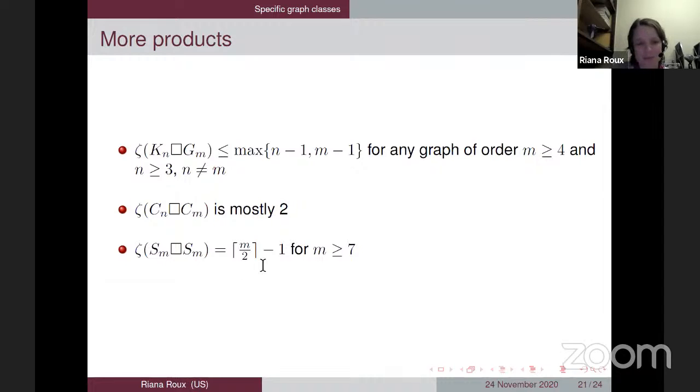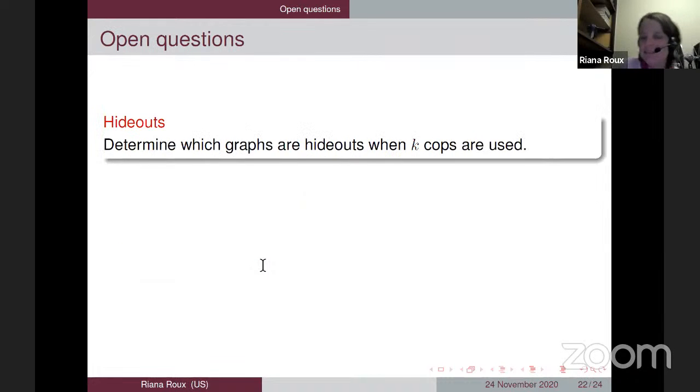So now let's look at some open questions. One is in terms of hideouts. So we know that if we're playing with 1 cop, then a small cycle is a hideout. We know how many cops we need if we know the size of the clique. But are there other specific structures that we can find? Like for trees, we know what the substructure is. So if we fix k and say, what if we use 2 cops? Can we find a structure that will be a hideout for a robber, so that we need at least 3 cops?